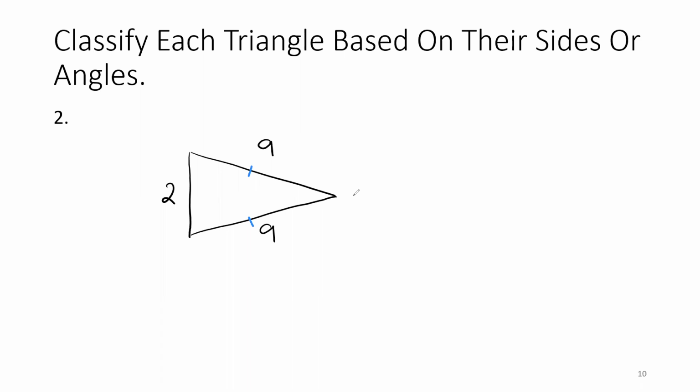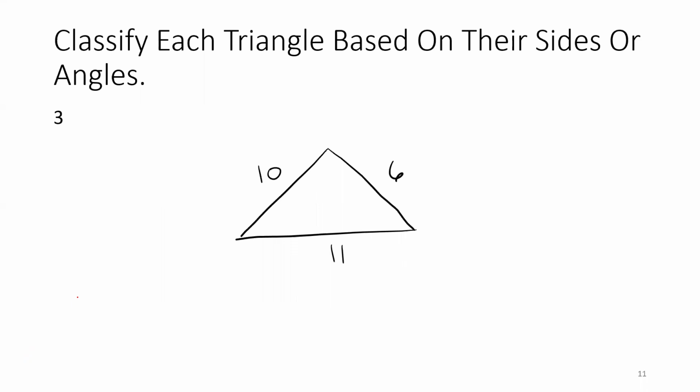Okay, since 2 sides are congruent, that means 2 angles are congruent. So that means you have what's called an isosceles triangle. Okay, let's move on.